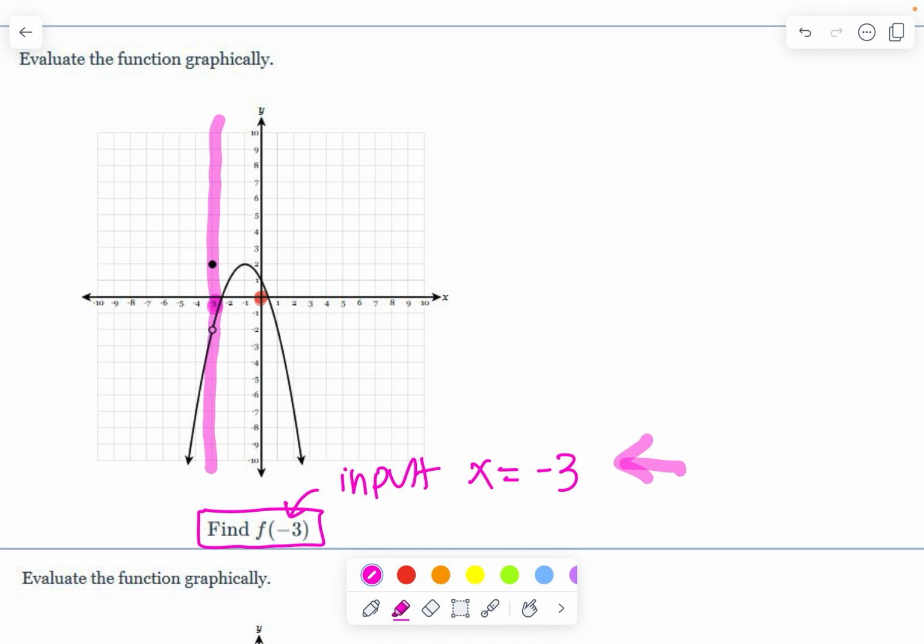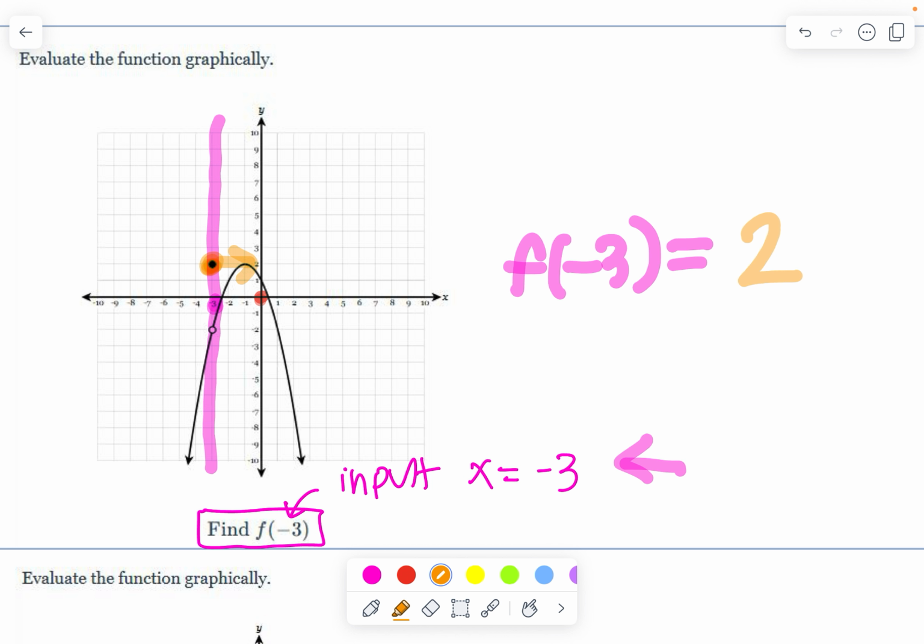And do you see how it touches our graph twice? Well, sometimes there's two answers, sometimes there's no answers, and sometimes there's only one. You'll notice that f of -3 touches a hole down below, but a closed dot up above. If there's a hole, there's nothing there. But if there's a closed dot, there's something. So what we're actually going to focus on is just this point over here at y is equal to 2.